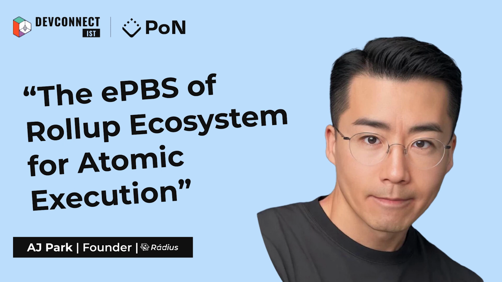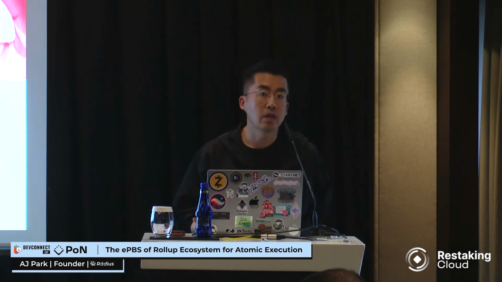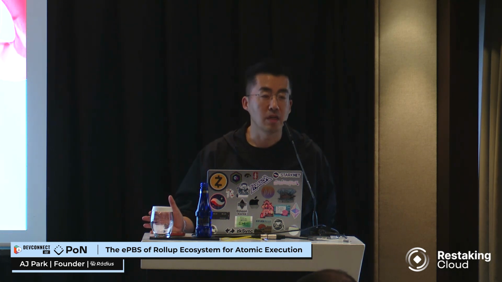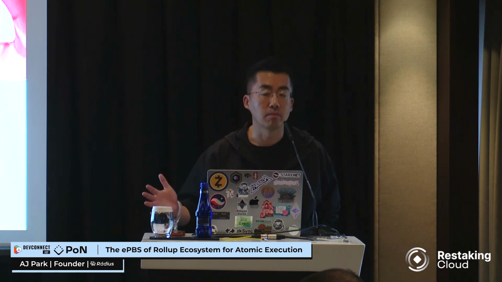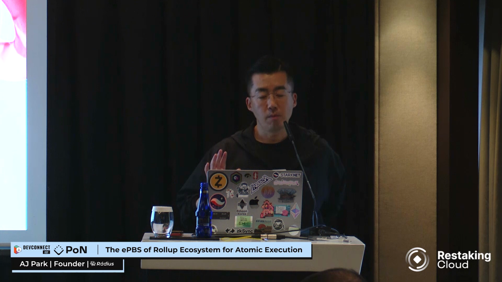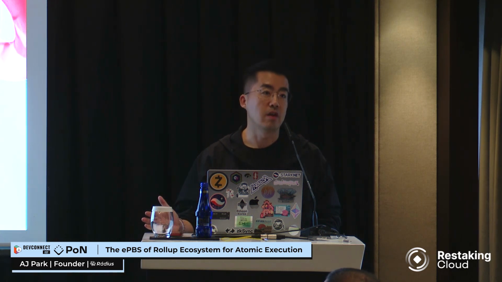I'm the founder of Radius. Radius is building a shared sequencing layer for rollups. A shared sequencing layer is a new kind of infrastructure in modular blockchain to help developers deploy their rollups easily and also operate them efficiently. You might not be familiar with a sequencer. A sequencer is kind of like validators for Ethereum.